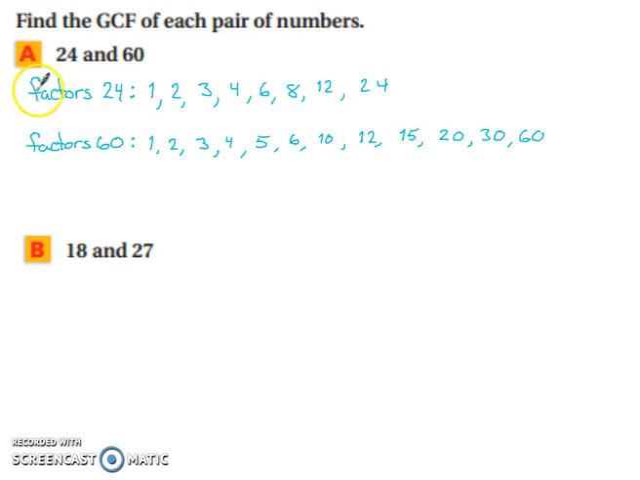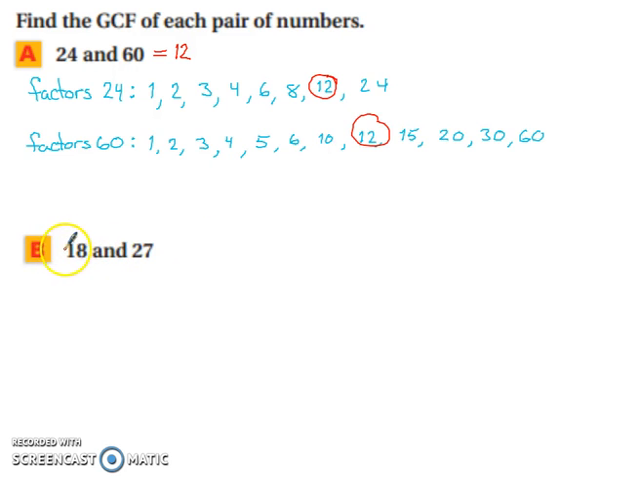So for practice, for the first one, we're going to use method 1, and then in the second one, we'll use method 2. So we've listed out all the factors of 24 and the factors of 60, and the largest one would be 12. So the greatest common factor of 24 and 60 is 12. You can do this part in your head if you have really good mental math skills. If not, even writing out some of them sometimes helps you out.